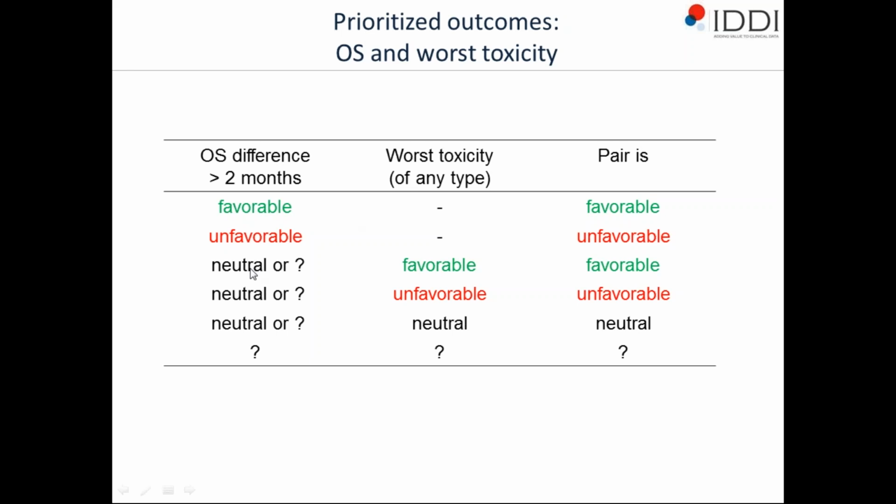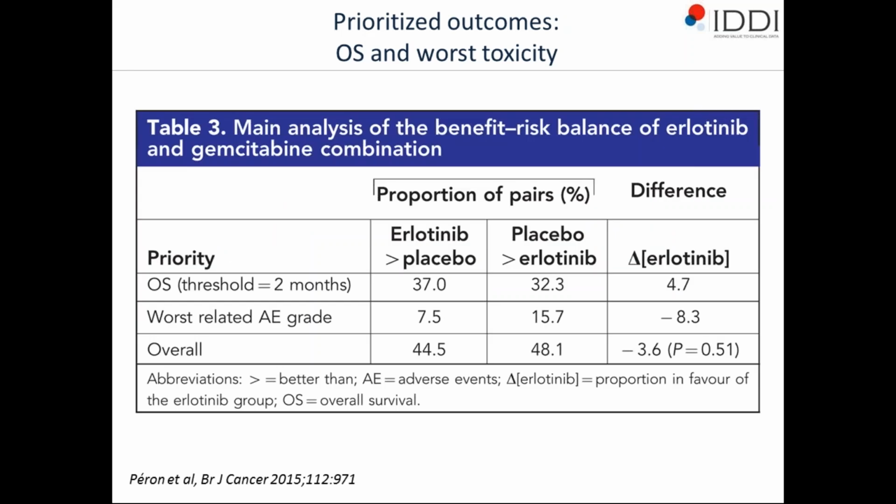But suppose a pair is neutral. For example, 2 patients have a survival difference of less than 2 months between them. Then I'm going to look at the toxicities, and I'm going to claim that the patient who did not have a grade 3, 4 toxicity is the winner in that case. And so the pair is again favorable or unfavorable depending on not the survival difference, because that's minimum, it's less than 2 months, but based on the difference between the toxicities of these 2 patients. And so this is a more general way of looking at the data where I take account of the 2 endpoints simultaneously in my analysis.